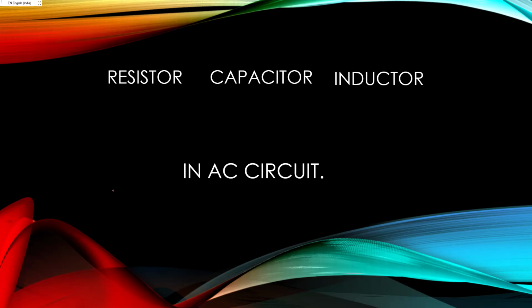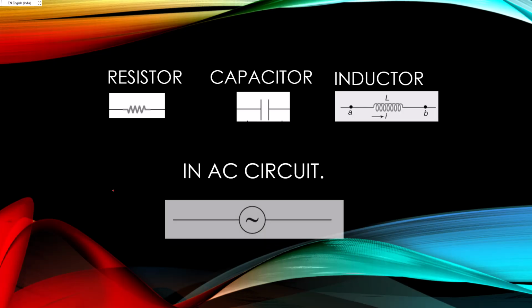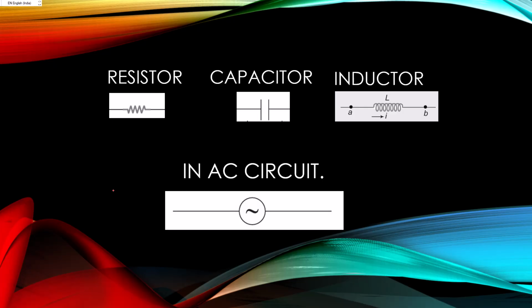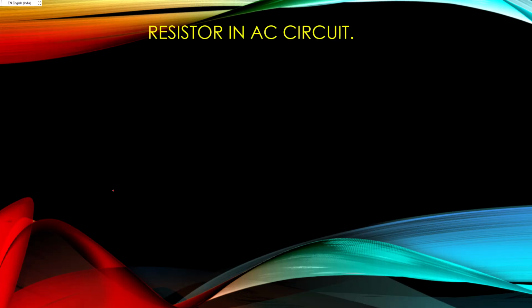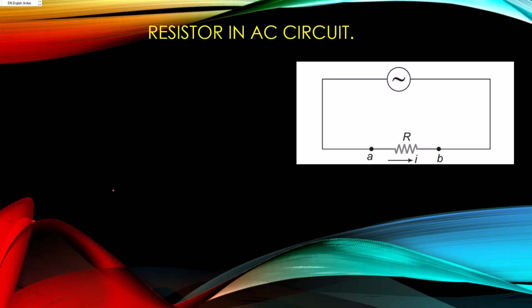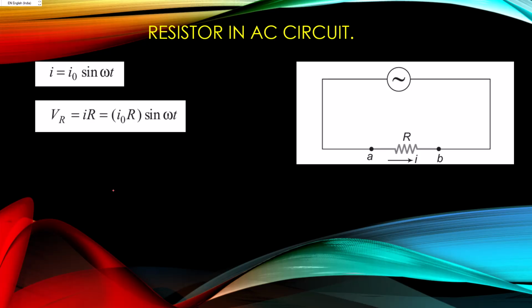Now we will study resistors, capacitors and inductors in AC circuit. These are all circuit symbols, and we will use them in the following sections. So, resistor in AC circuit, this is the circuit diagram. I equals I0 sin omega t. So the voltage drop across this resistance, VR equals I times R, equals I0 R sin omega t. So VR equals V0 sin omega t, where we replace I0 R by V0.